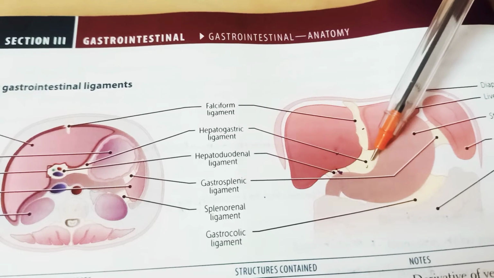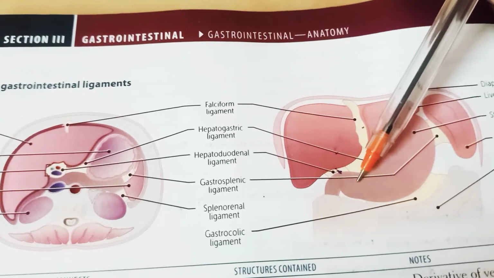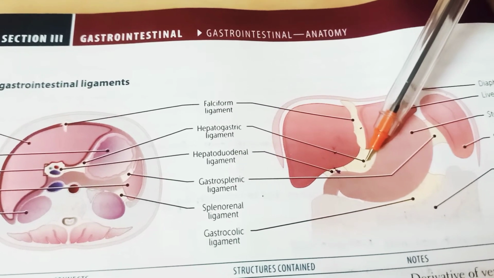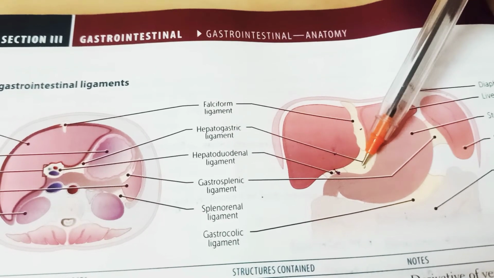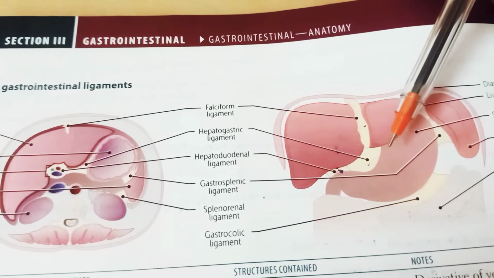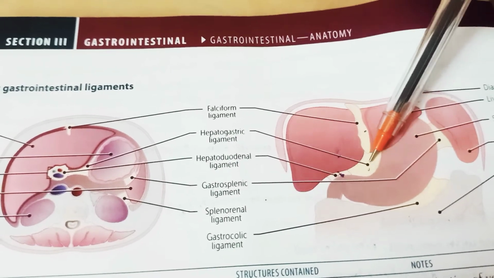They separate the greater and lesser sac on the right, and this ligament may be cut during surgery to access the lesser sac, because if you cut this and go backside, that will be the lesser sac. This is also part of the lesser omentum.